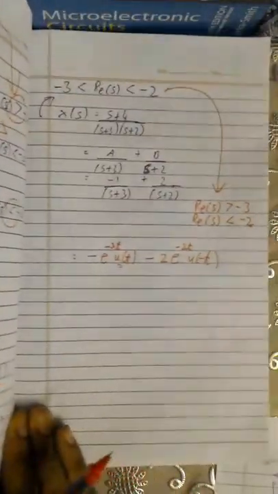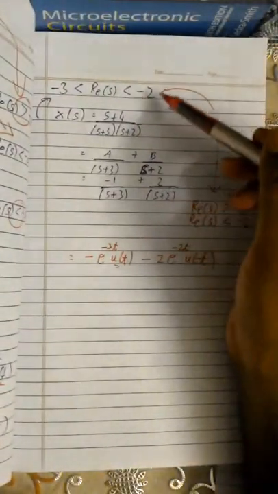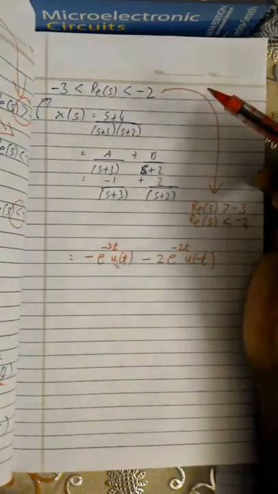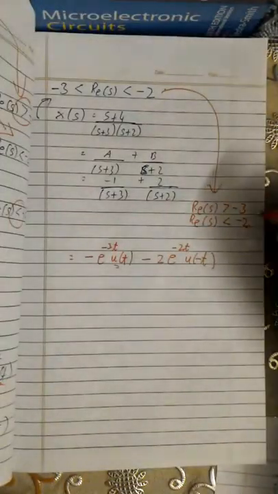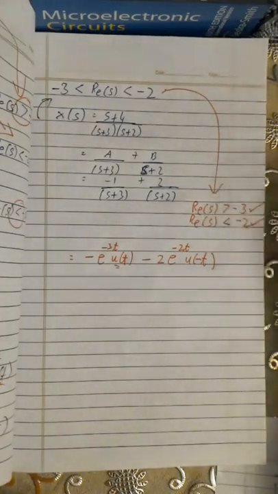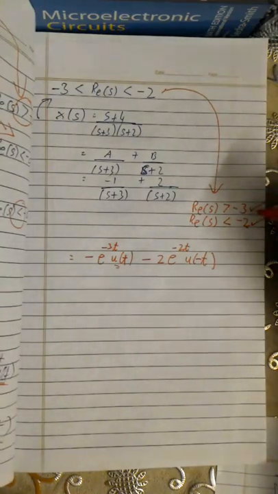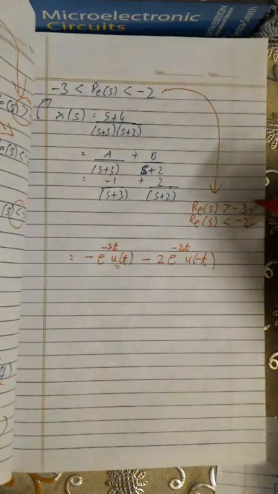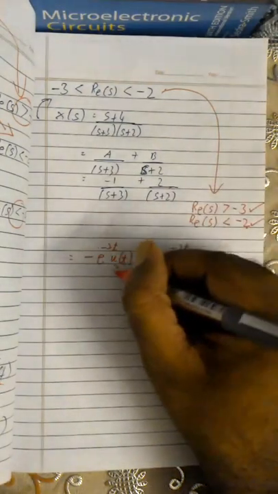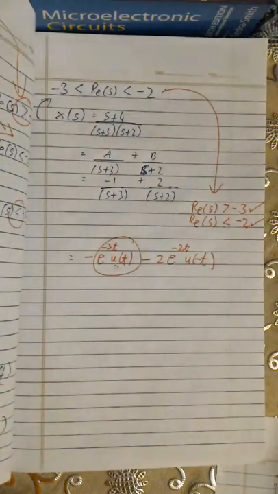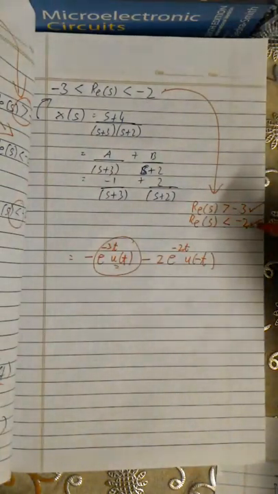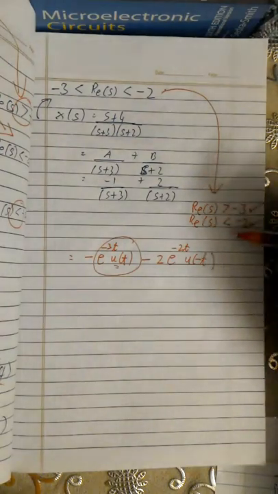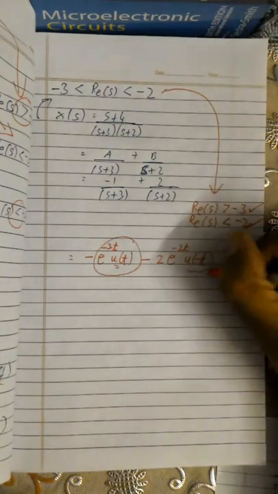And in the third case, sometimes your ROC can be between two values, meaning it can be greater than one and less than the other. In that case, you should find out in which factor it is greater. Here you can see the real part of s is greater than minus 3. The factor for which it is greater, you make that a right-sided signal. And if the ROC is less than a number, the factor for which it is less than that number, you make that a left-sided signal.